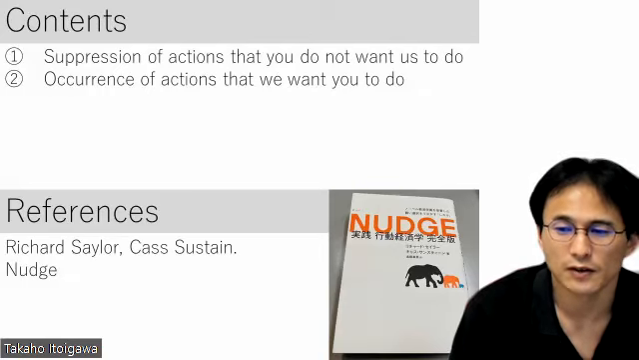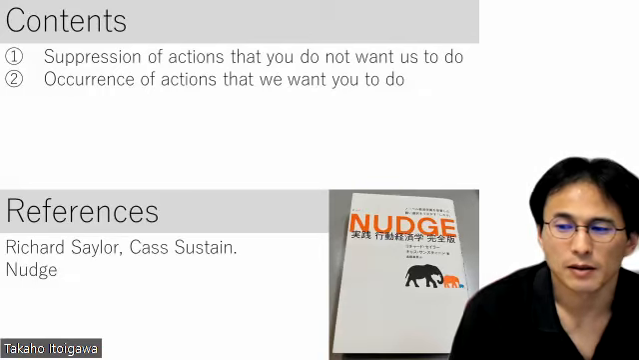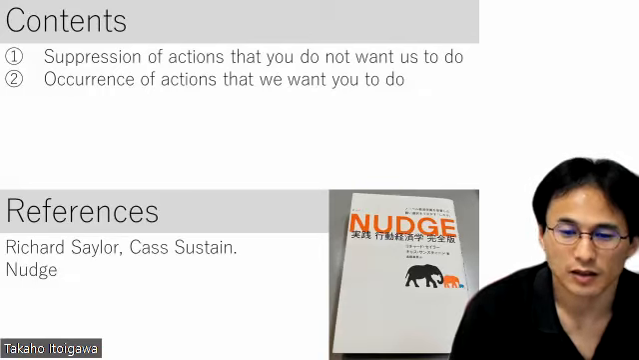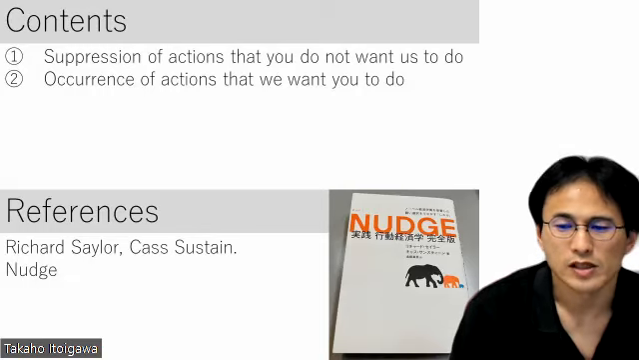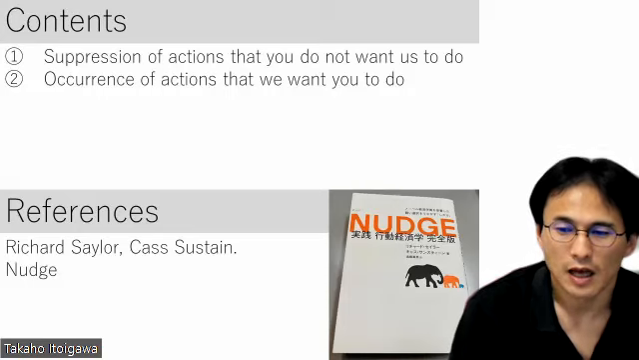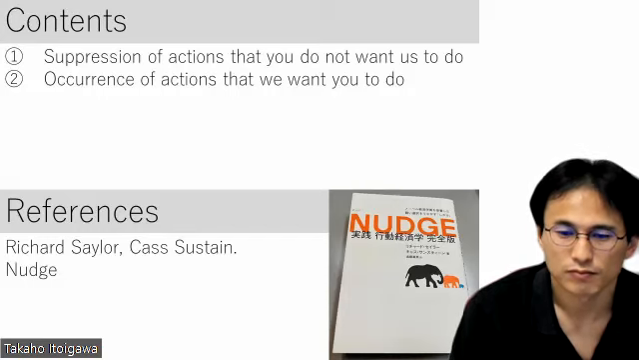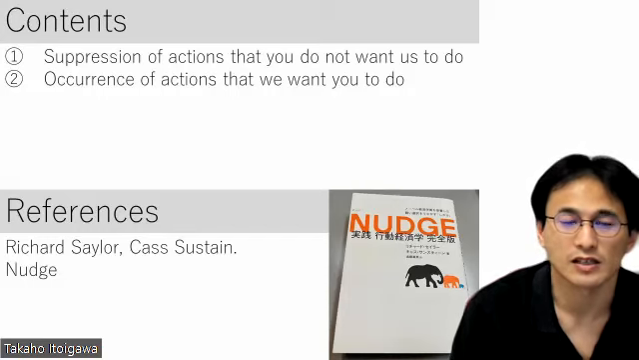The second point of view is the generation of the action we want. It is more difficult than suppressing the actions we do not want. But it is also more important because it aims at generating more ideal actions, which cannot be done by suppressing them alone. This video presents these two perspectives on how to use the nudges to move society in the right direction. The reference material for this video is Nudge by Richard Thaler and Cass Sunstein.